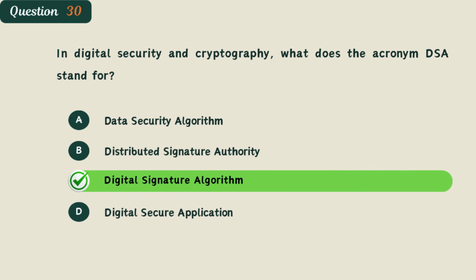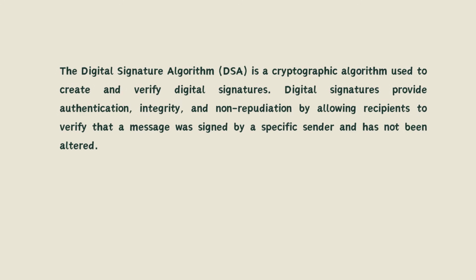Correct answer. C. Digital Signature Algorithm. The Digital Signature Algorithm, DSA, is a cryptographic algorithm used to create and verify digital signatures. Digital signatures provide authentication, integrity, and non-repudiation by allowing recipients to verify that a message was signed by a specific sender and has not been altered.